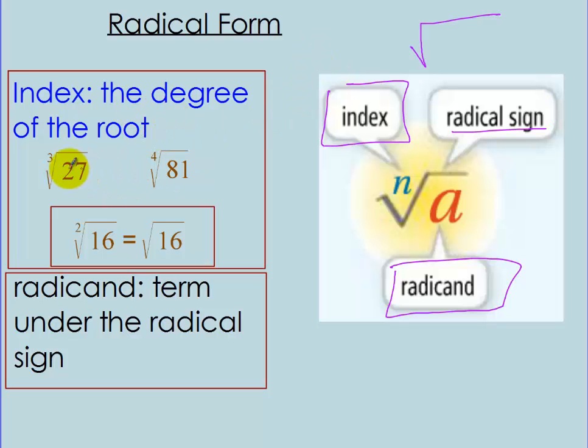Usually we have a blank one. It's just like the square root of 16 is 4, but that's actually equivalent to the second root of 16. So whenever you don't see an index, assume it's the second root, or the square root. We're also going to see cases where it's the cube root, or the third root, or the fourth root, and maybe beyond that. So that's what the index means. The radicand, again, is the term under the radical sign.